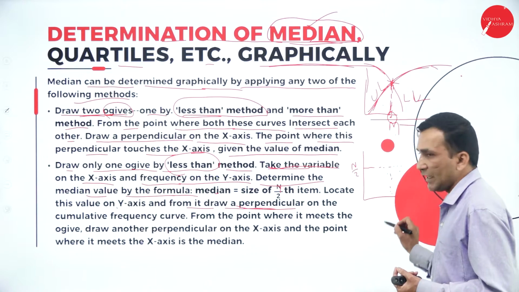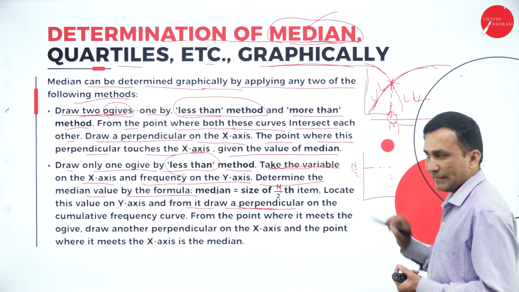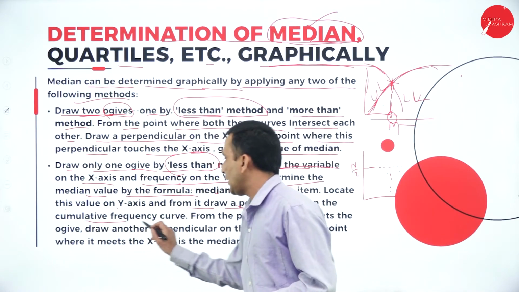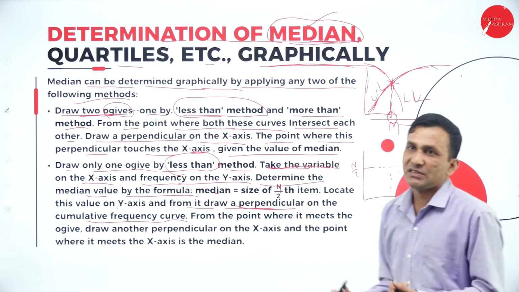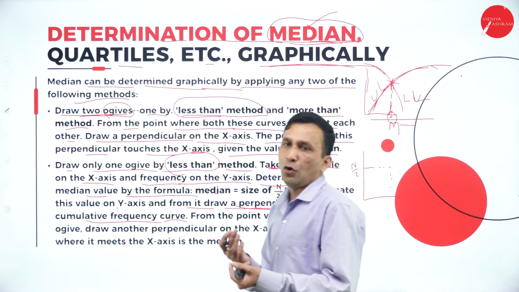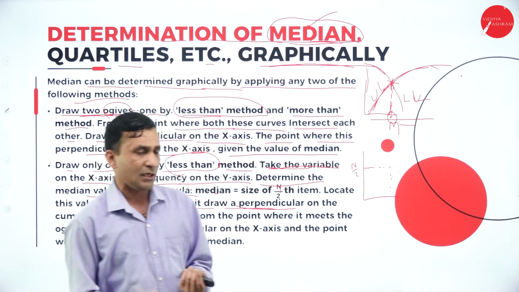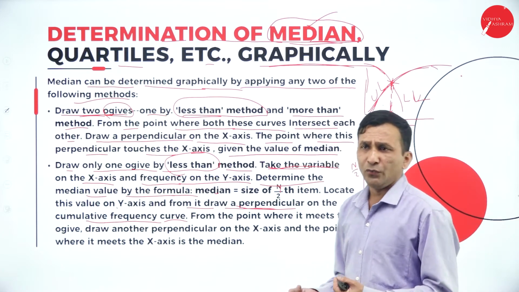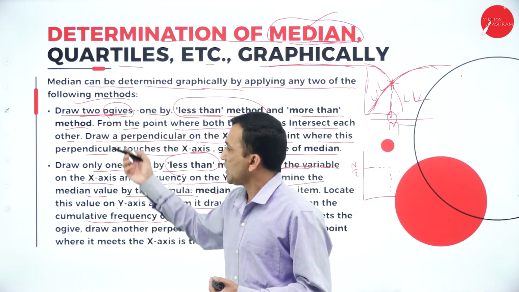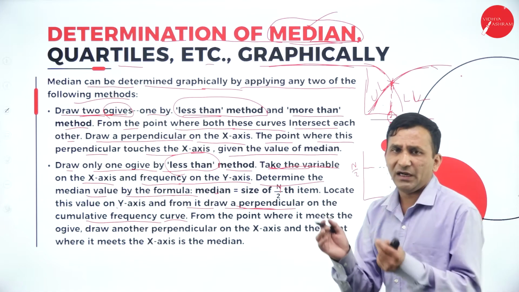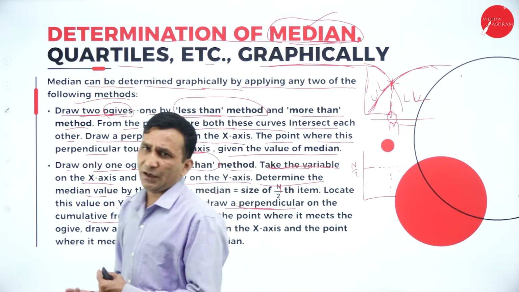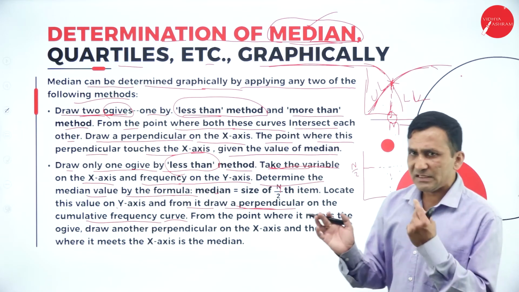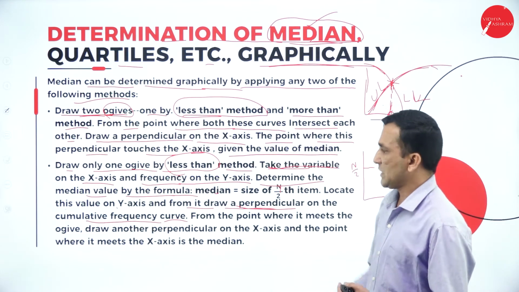So now we are extending for the x-axis, which looks like this. Draw a perpendicular on the cumulative frequency curve. When we are trying to do more than or less than cumulative frequency ogives, with the help of 2 ogives or 1 less than ogive, definitely we need a less than cumulative frequency or more than cumulative frequency. So both cumulative frequencies are very, very important to do this kind of problem.